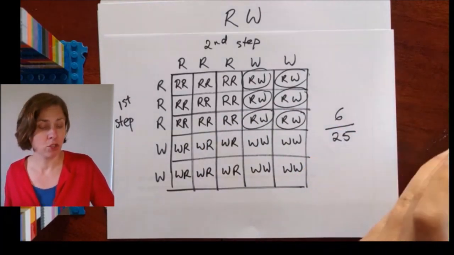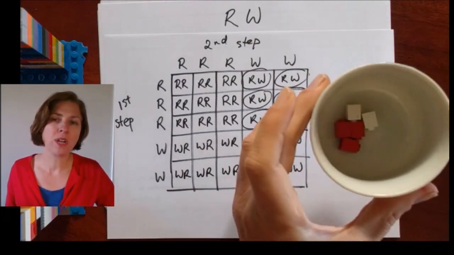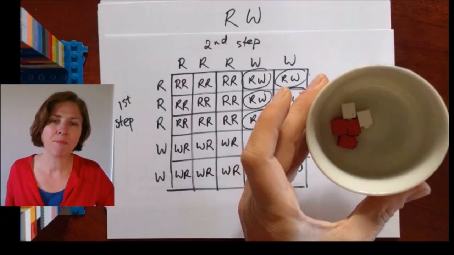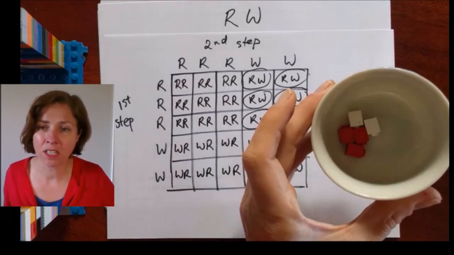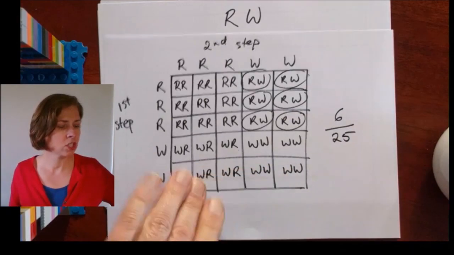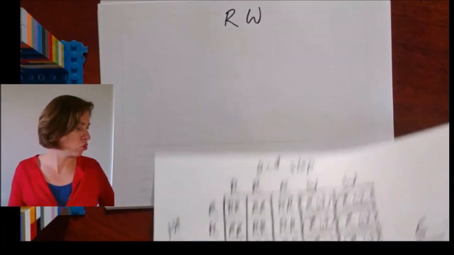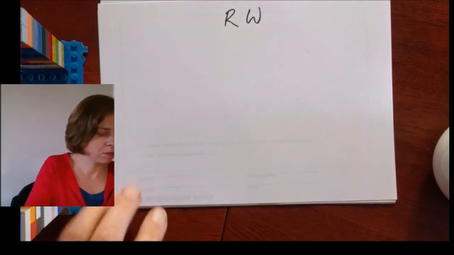We've got another way of doing it. And this is how we'll usually do two-step experiments where we don't have equally likely probabilities for each outcome. Red, in this case, is a different probability than white. So what I'm going to do is draw a tree diagram and look at all the possible outcomes.